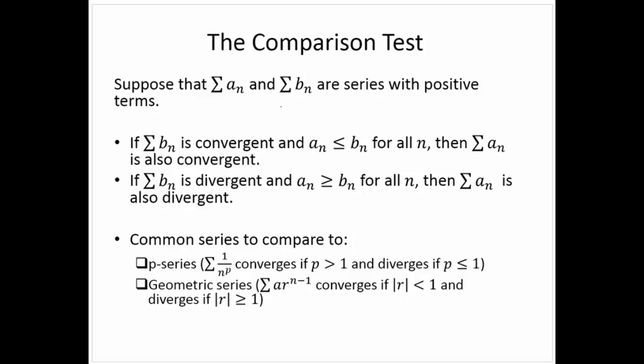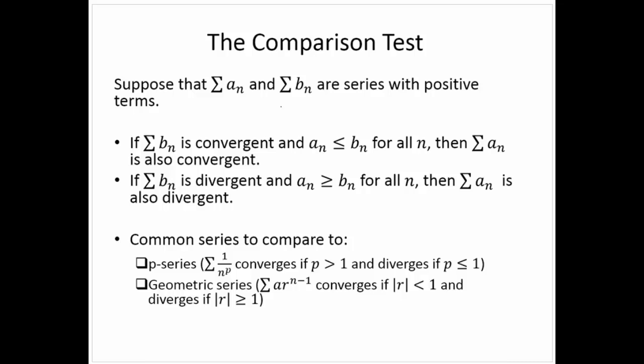Suppose that the sum of a sub n and the sum of b sub n are series with positive terms. If the sum of b sub n is convergent and a sub n is less than or equal to b sub n for all n, then the sum of a sub n is also convergent.